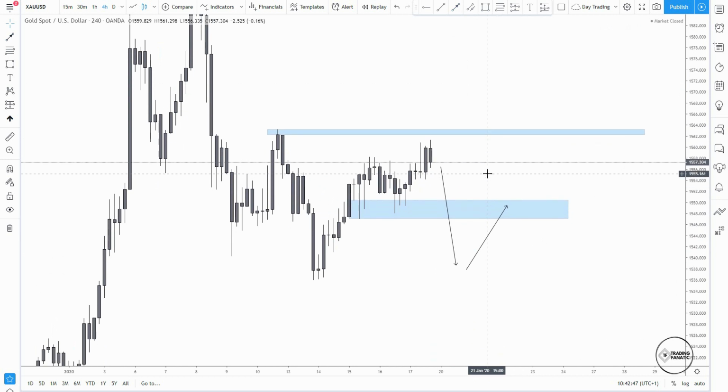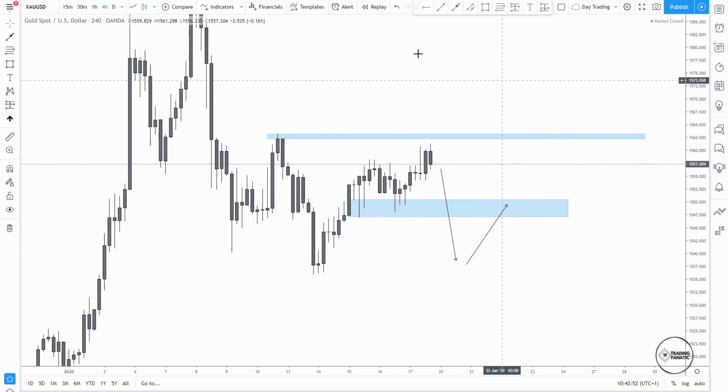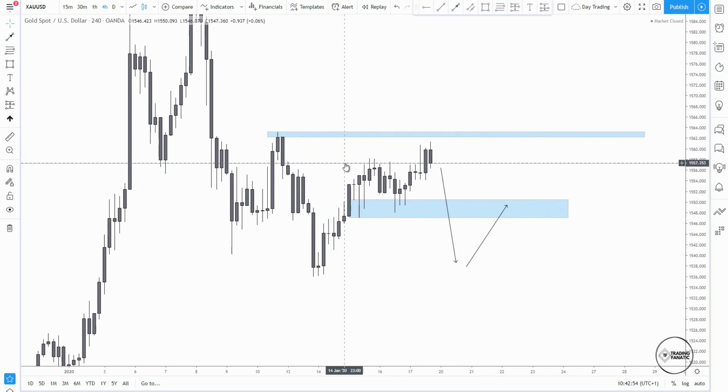And the same refers to the downside. Gold right now, as we have a little bit of an uncertainty happening, it looks like this. So wait for clear price action to develop and then strike the market.